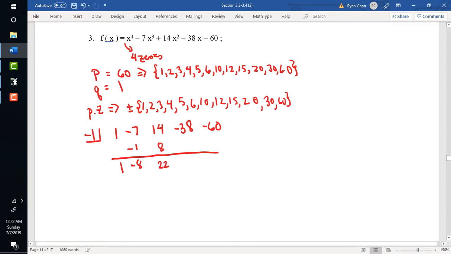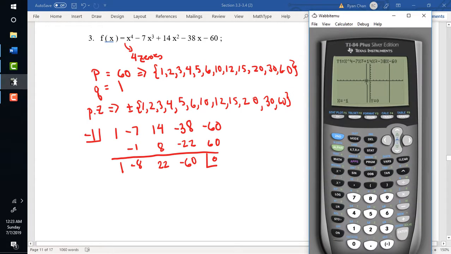8, 22, -22, -60. Okay, good. And a 60. So I can clearly see I did it correctly because I don't have a remainder. If I do have a remainder, that means I either screwed it up or this is definitely not a factor. But when I look at my calculator, it clearly says that there is a 0. So your calculator is very useful for the following.